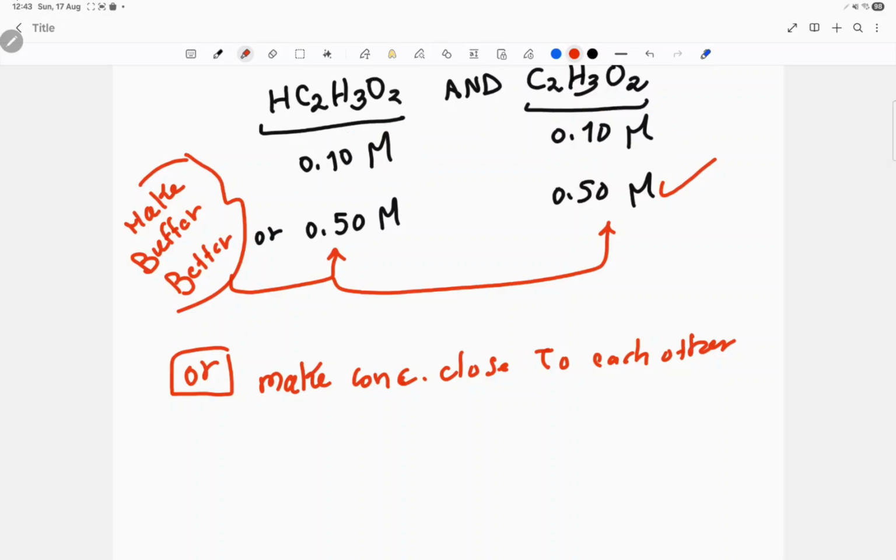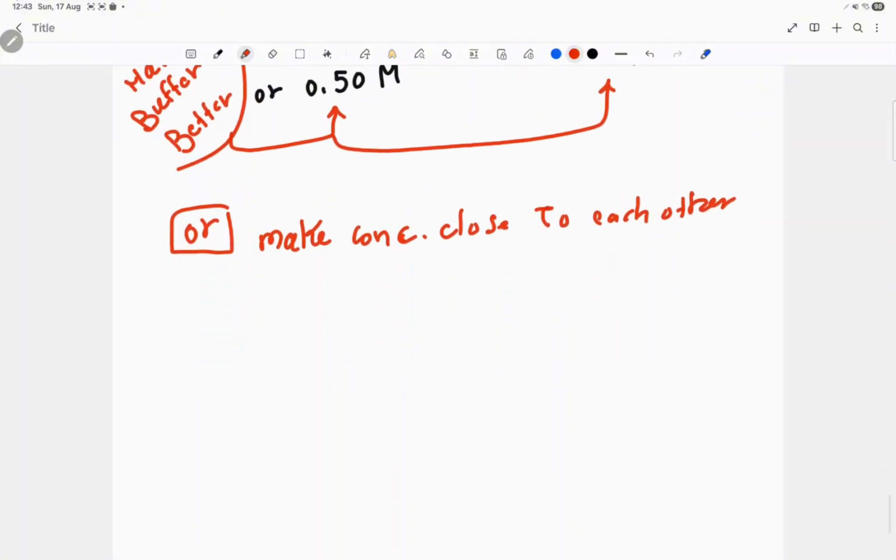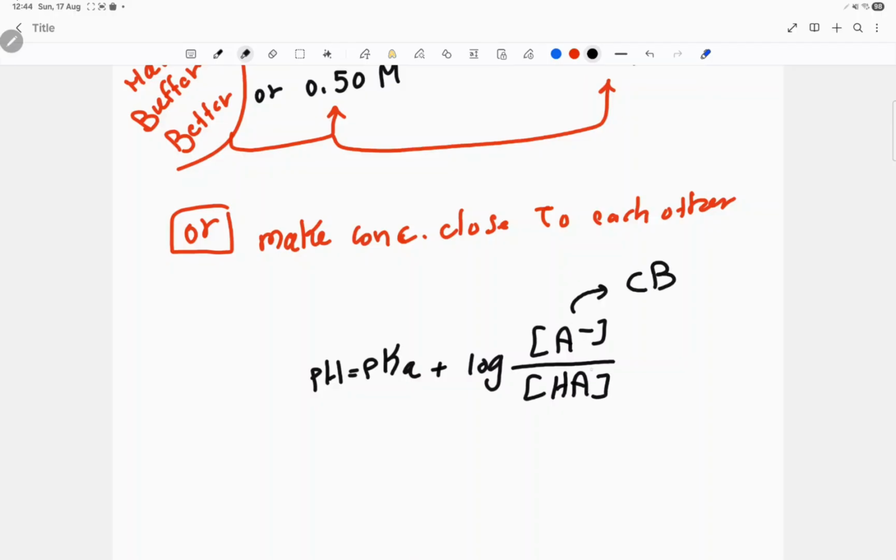Now, a buffer will be having its pH calculated in a special way by a special equation that's found in your equation sheet. pH is equal to pKa plus the log of the conjugate base, which we term as A negative, over the weak acid. So A negative is the conjugate base, HA is going to be the weak acid. This is to find the pH of a buffer system. Because if there is a buffer, you will have both weak acid and a conjugate base at the same time. So you have to use this equation to account for it.